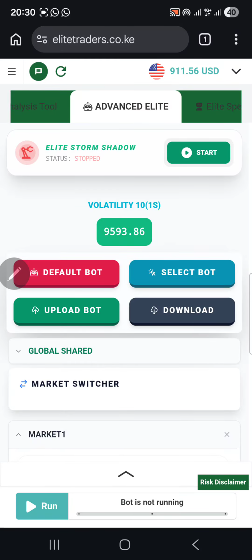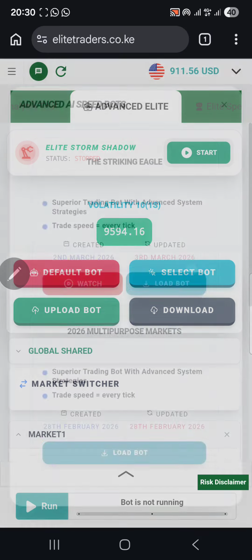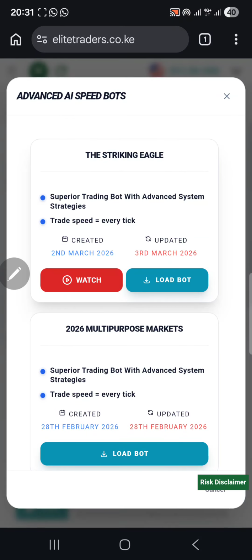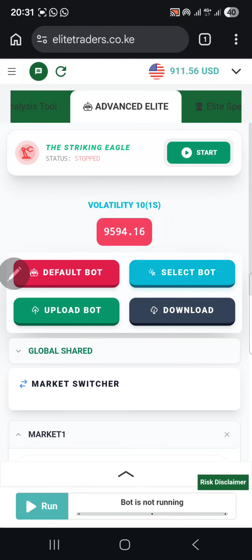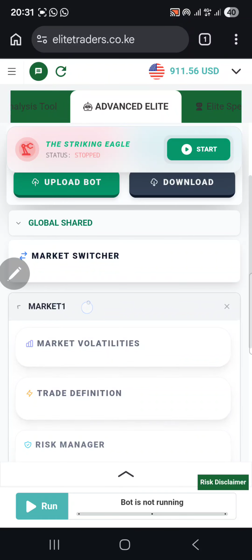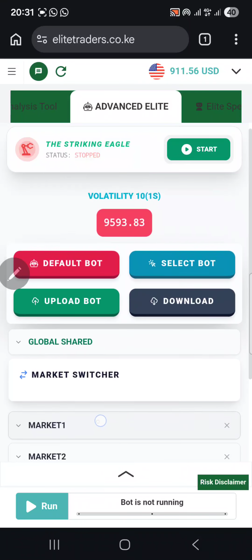Okay, so I just want to take a very simple trade. I'll just click select bot. Then we have this robot you call the striking eagle. So this robot trades over 2 with over 4 recovery, but does the analysis on each and every stage. So I'll first of all take the trade, then explain the details on how this robot analyzes the market.